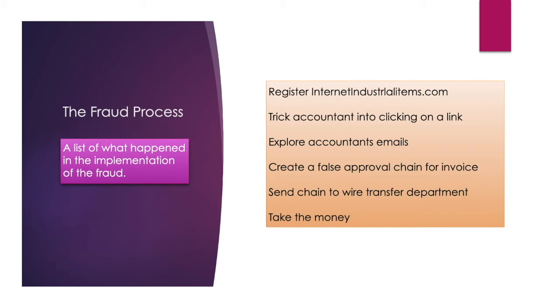Armed with that information, they managed to fabricate a complete approval chain, sent it to the wire transfer department from the Chief Information Officer at almost the correct domain. The wire transfer department paid the invoice because they did not spot that the email was from a different domain. Some of the internal security systems were bypassed because the emails came from the webmail system on an external network, and Internet Industrial Items didn't get their money back. So how do we stop this happening again?